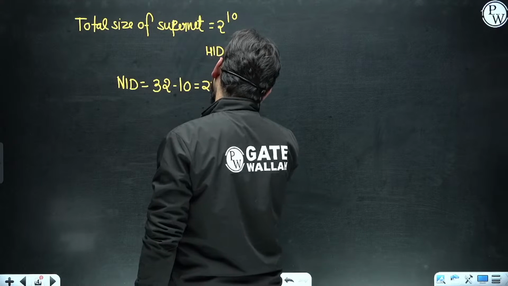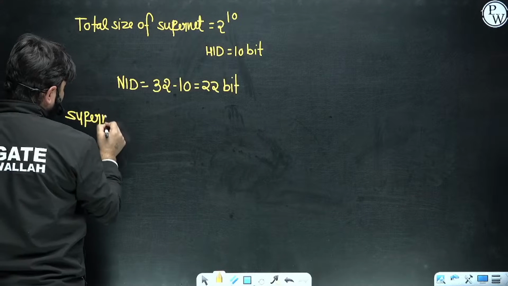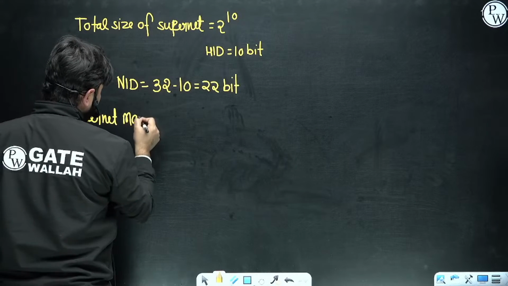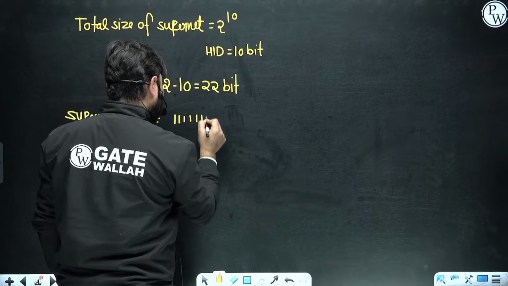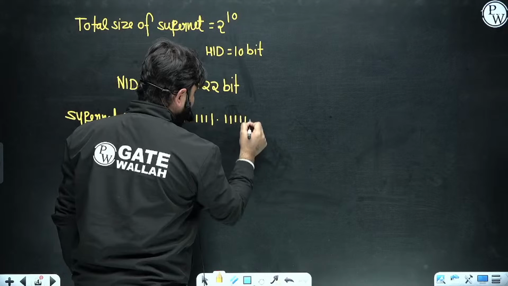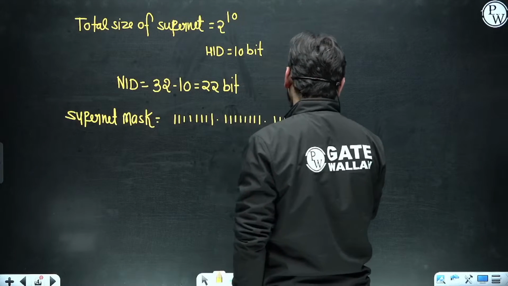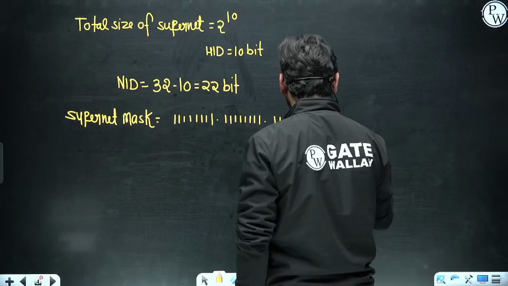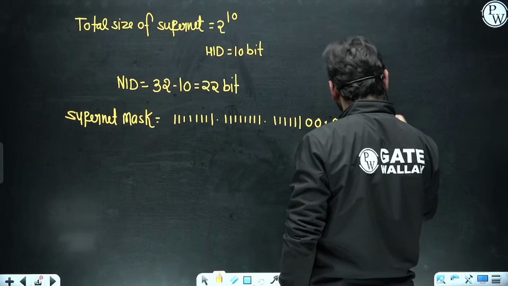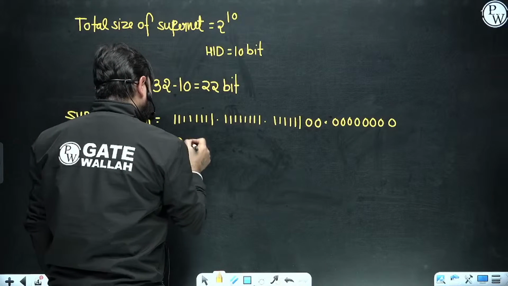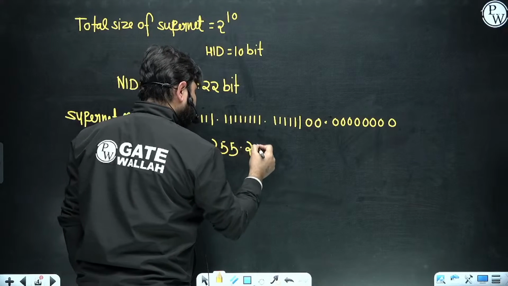If the network ID is 22 bits, then in the supernet mask, how many ones do we have? 22 ones. 1, 2, 3, 4, 5, 6, 7, 8. 1, 2, 3, 4, 5, 6, 7, 8. Then 1, 2, 3, 4, 5, 6, and the remaining are 0, 7, 8. Dot, then 8 zeros. So this is nothing but 255.255.252.0.